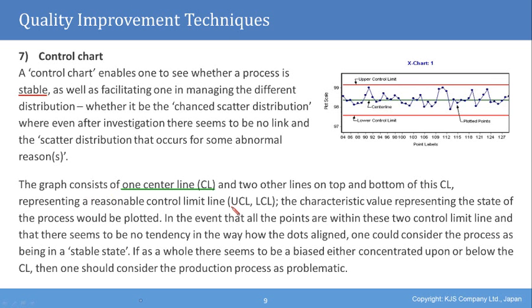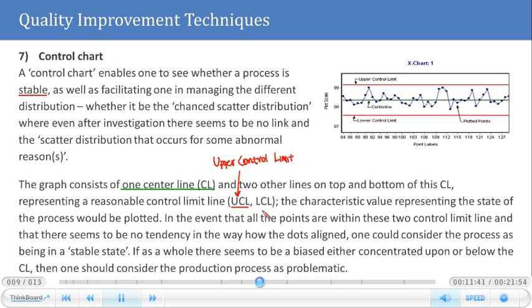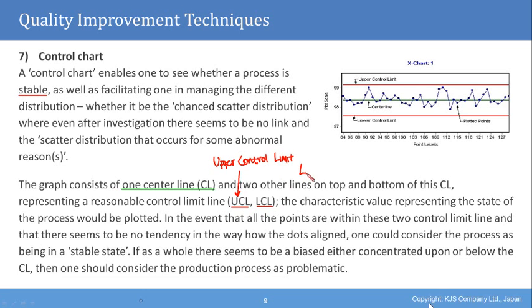We have the UCL, which is an abbreviation. So let me just write this. So it is the upper control limit, and we have the LCL, which is, as you might guess, the lower control limit.